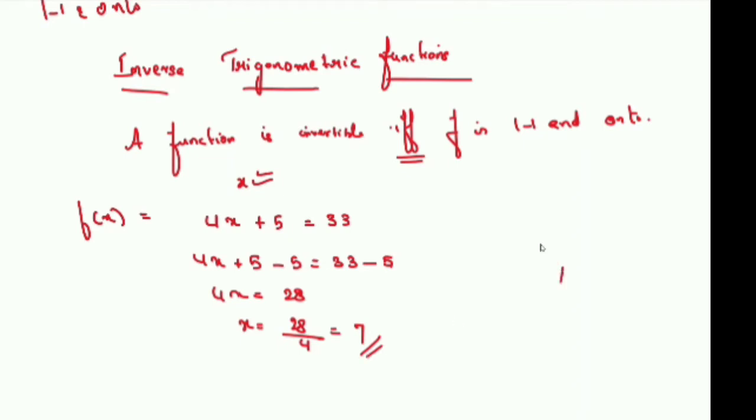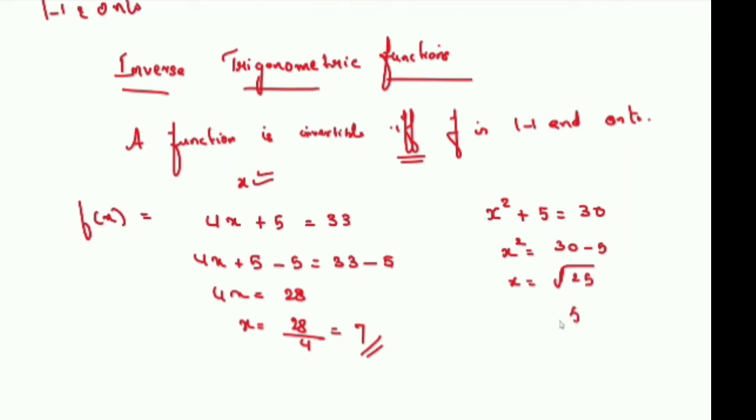Now I'll give another example. You think of a number. Square the number. Add 5 to that number. The result is 30. So x square is 30 minus 5. Since we squared, we have to find the root. So x is the root of 25. What answer will you give? It may be plus 5 or minus 5, right? We are not able to find the original number because there are two inputs here. Maybe you would have thought of plus 5, somebody would have thought of minus 5 also.